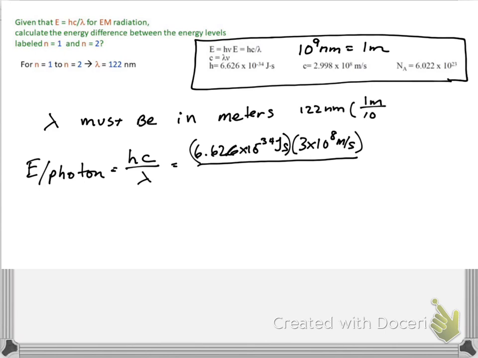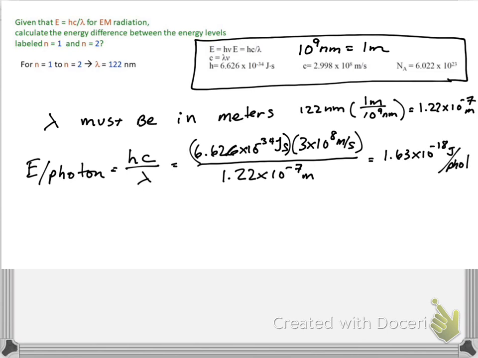So 122 nanometers into meters, you divide by 10 to the 9, and you get 1.22 times 10 to the minus 7 meters. When we do that, we see that the 1.22 times 10 to the minus 7 meters goes to the denominator, and we get 1.63 times 10 to the minus 18 joules per photon.